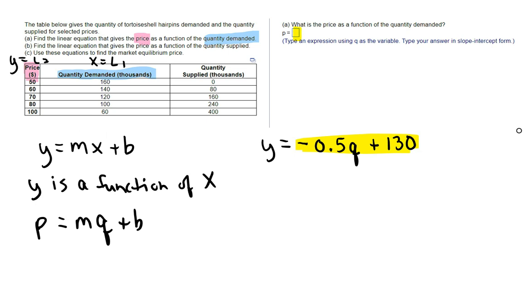Except, oops, I wrote a y right here. Sorry, it should have been a P. But you'll type in the negative 0.5 Q plus 130. That's part A. You'll get a positive affirmation.